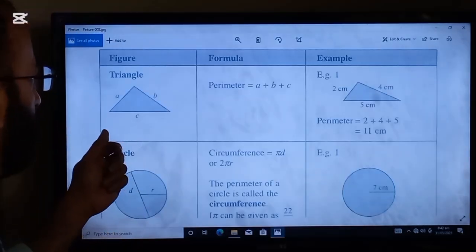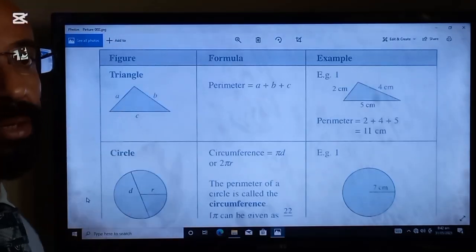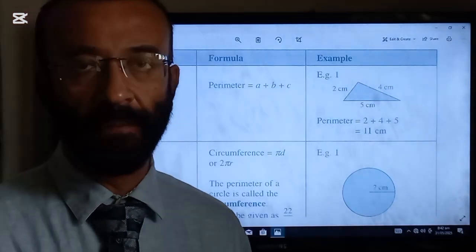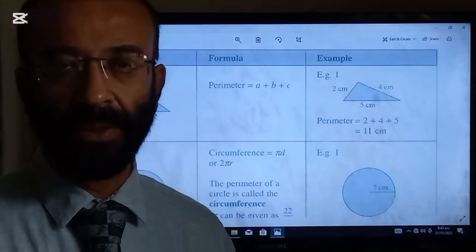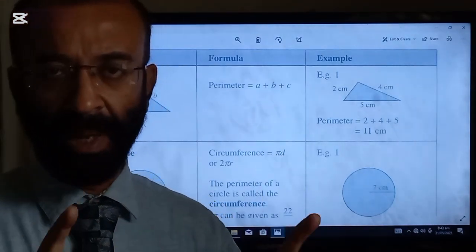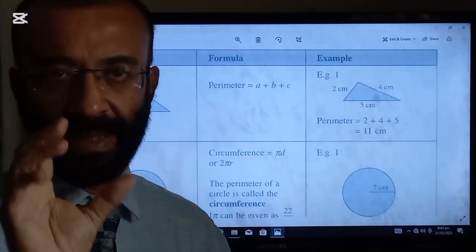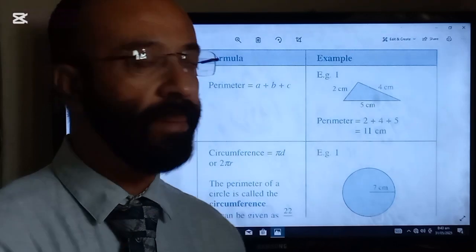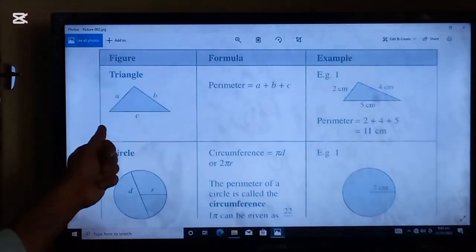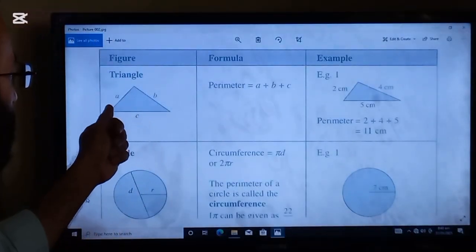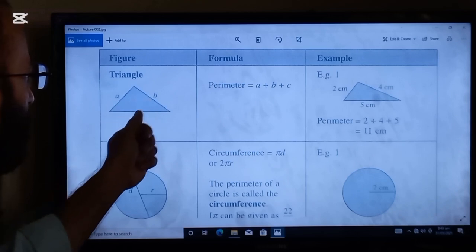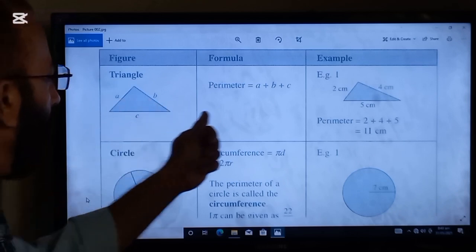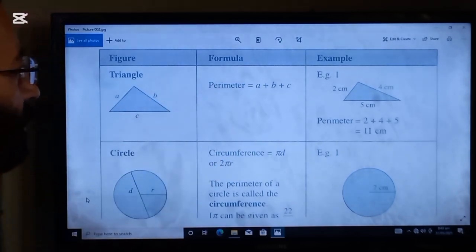Here is another figure, that is a triangle. To find the perimeter of a triangle, there is no hard and fast rule, there is no formula. The simple method is to sum all the outer boundaries of the triangle, and that will be the perimeter. For example, in this triangle we have the sides A, B, C. Just add all these sides, and that will be equal to the perimeter.